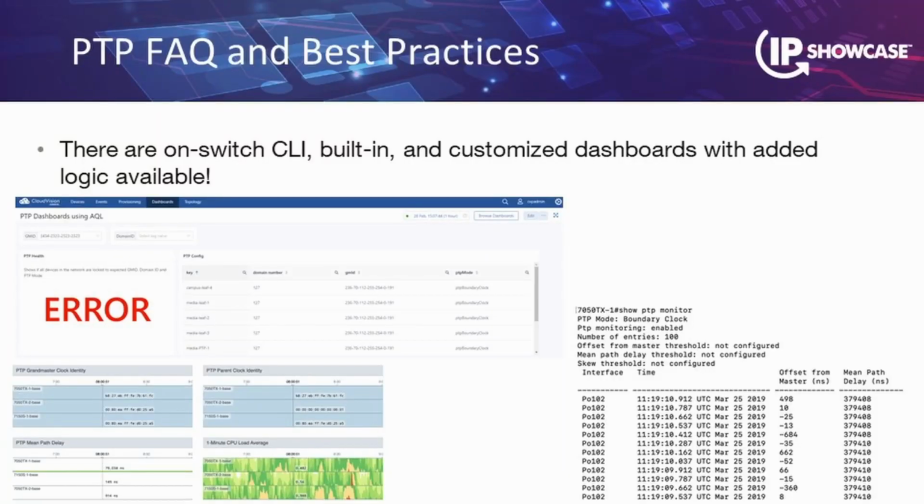So, having an NMS, understanding your on-switch CLI tools as well, and potentially also something that relates more to your broadcast vendor to see how the endpoints are reacting to these sorts of PTP issues as well.